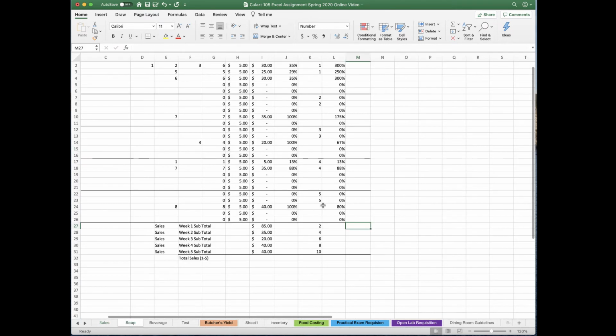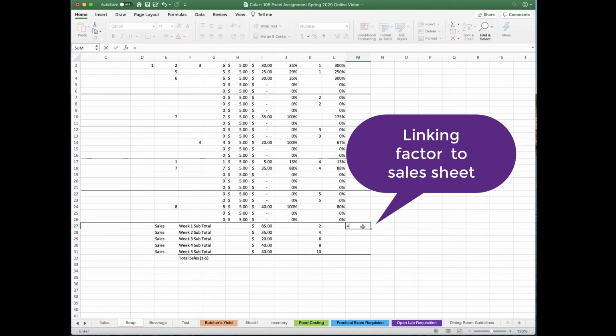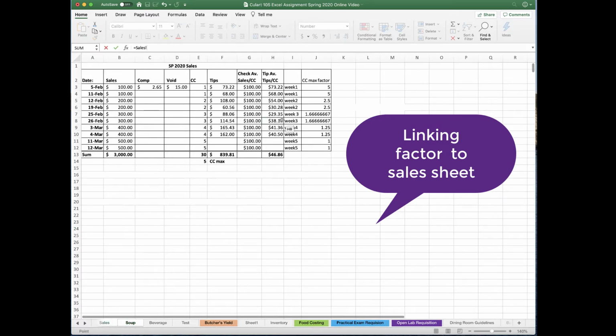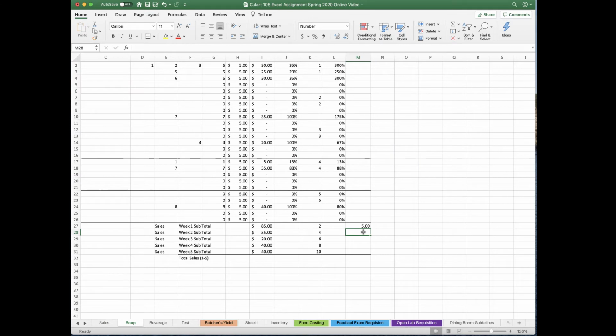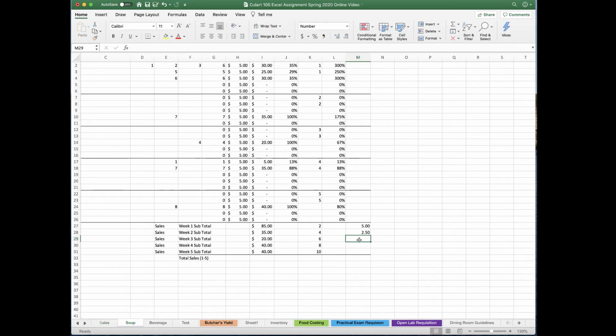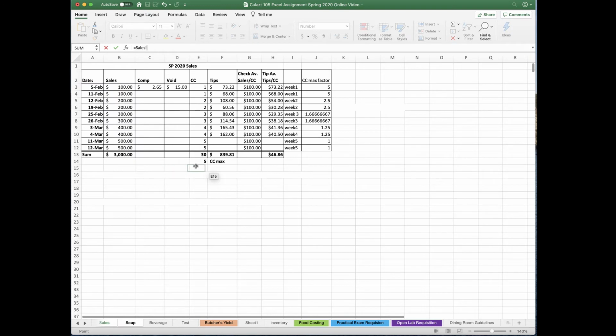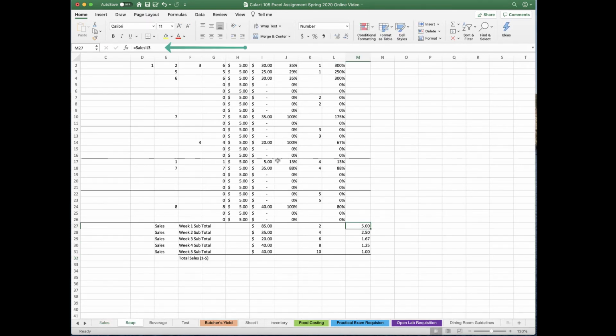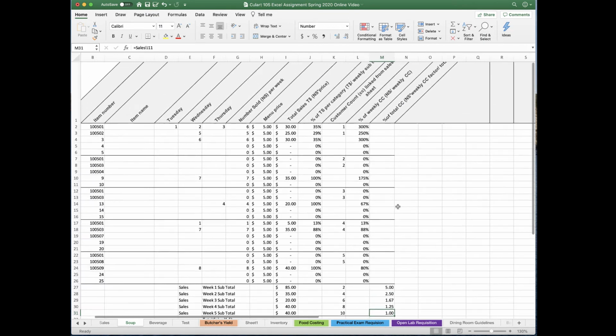Another way to do this is equals, and then just go equals. You can also paste the link, but this is just another way of doing it. Equal, go to your sales sheet. I hope you're not getting dizzy yet. So there we go. To 3, to 5, to 7, to 9, 11.